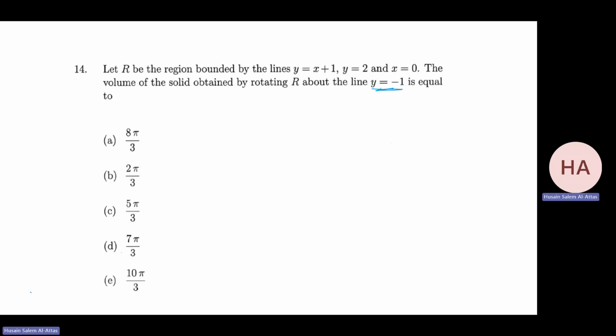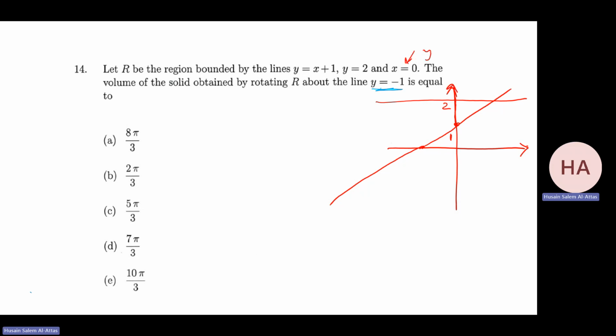I have y equals x plus 1, which means what? At 0, it's 1, and at minus 1, it's 0. So it will be this. Okay, and they want it from where to where? y equals 2, this is 1. So this is y equals 2, and x equals 0, which is the y-axis. When you say x equals 0, you mean the y-axis. So I'm talking about this region.